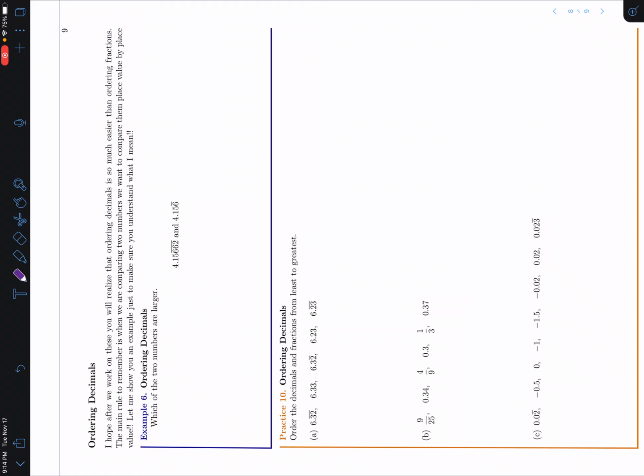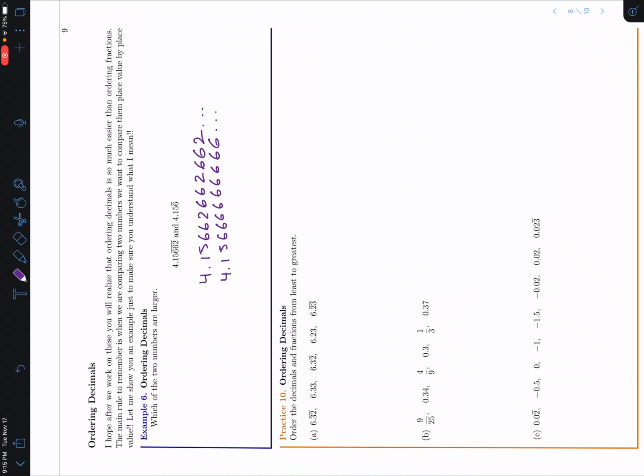So the first thing you want to do, with mine, I've got repeating decimals here. So what I'd want to do is write them not in repeating decimal form first. And I'm going to line them one on top of the other, so that I can look at the decimal places as I go along. So 4.15662 repeating is going to look like 4.15662, 662, 662. And 4.156 repeating is going to look like 4.15666666666. And again, these just keep going on and on and on forever.